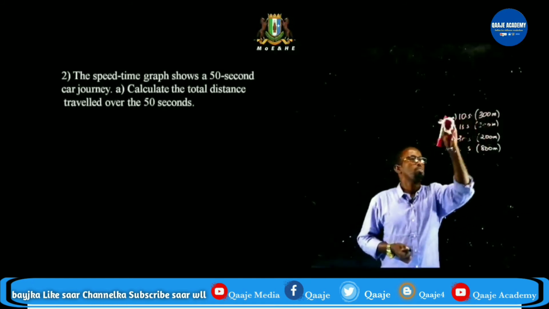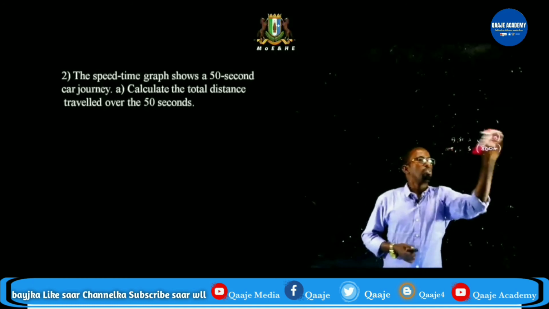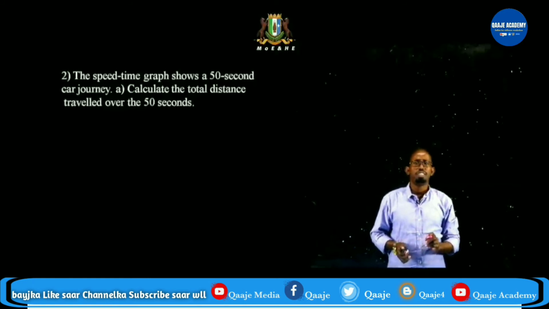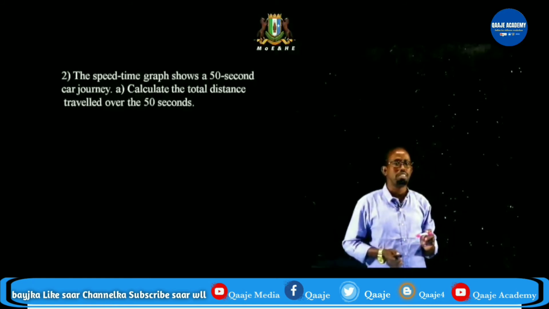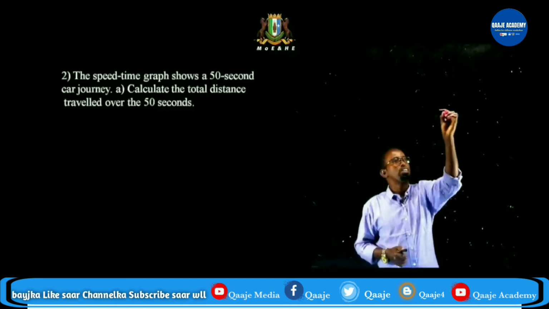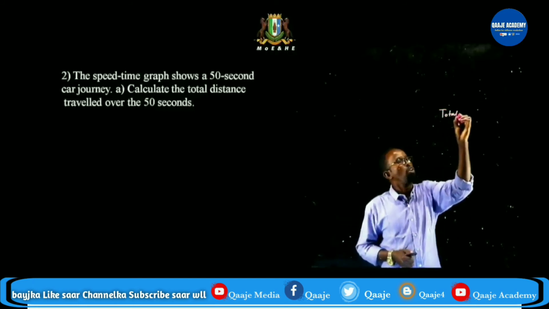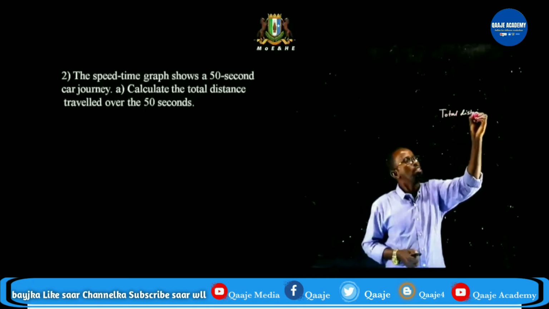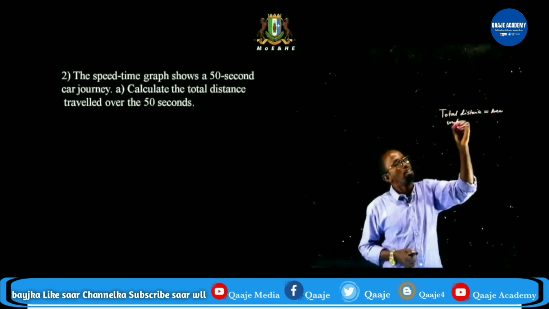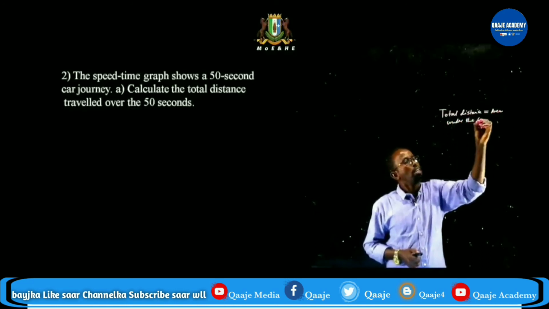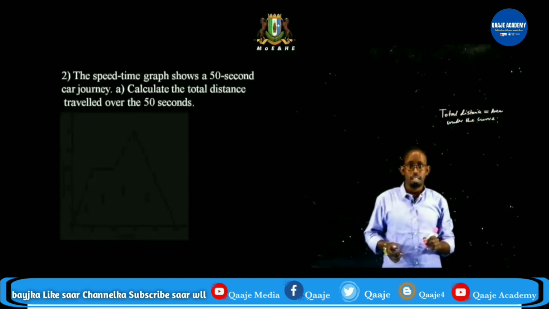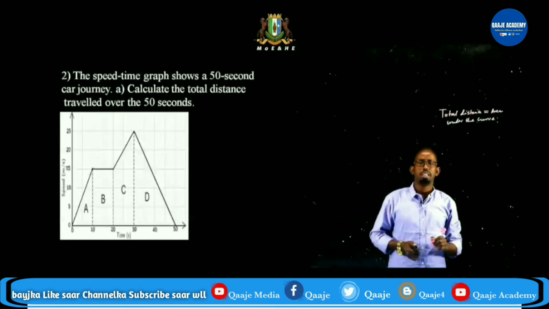Example number 2. The speed time graph shows a 50-second car journey. Calculate the total distance traveled over the 50 seconds. Now, total distance is equal to area under the curve. Now that is the graph.